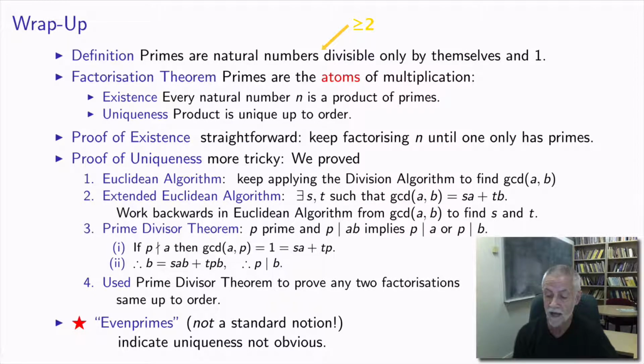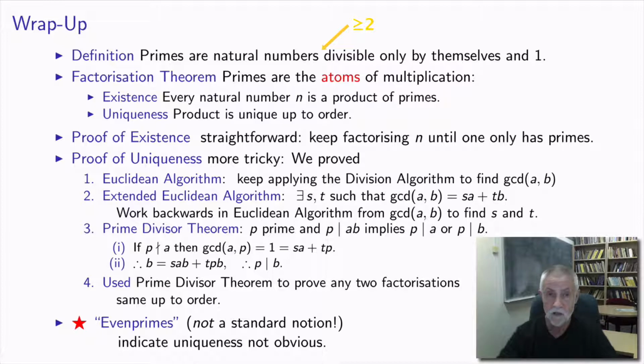If p divided a, we were done. If p does not divide a, then the greatest common divisor of a and p must be 1, and then by the extended Euclidean algorithm, 1 is sa plus tp for suitable integers s and t. We multiply through by b, and we get b is equal to sab plus tpb. But p divides ab, therefore it divides this term, and p certainly divides this because p is a factor. Therefore, p must divide b. So we've proved the result that either p divides a or p divides b.